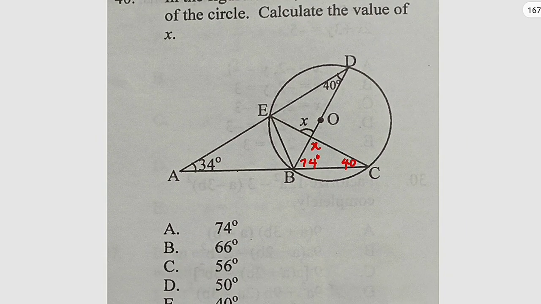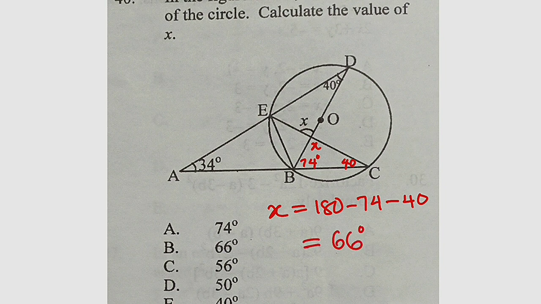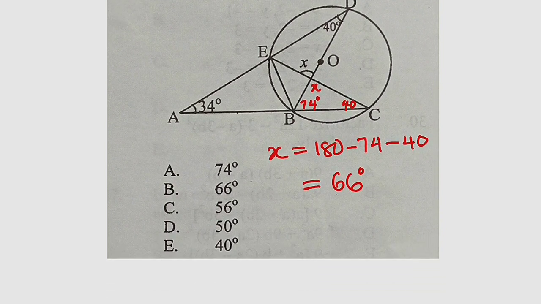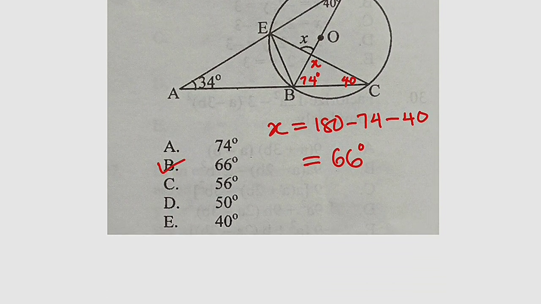So we are almost done. Remember, we are looking for X. Therefore, the sum of these three angles must be equal to 180, which implies that X is equal to 180 minus 74 minus 40. And this is equal to 66 degrees. Which option is that? Option B.